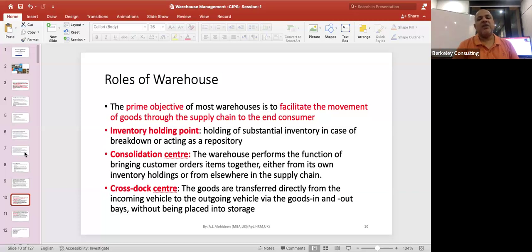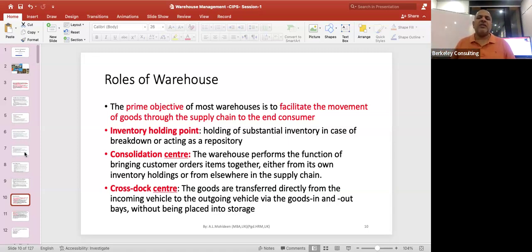Okay. So inventory holding point, consolidation center, cross-dock center. If you look at this, these are the areas you can see in the warehouse. So holding inventories, you are going to keep your inventories there. And consolidation center: the warehouse performs the function of bringing customer orders, items, either from its own inventory holdings or elsewhere.